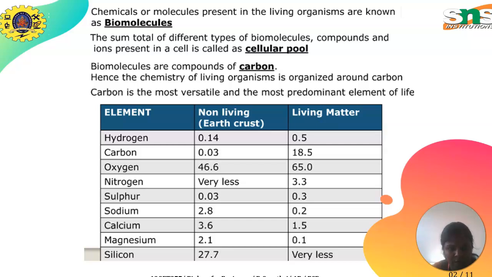Sodium is 2.8 in non-living things and 0.8 in living things. Calcium is 3.6 in non-living things and 1.5 in living things. Magnesium is 2.1 in non-living things and 0.1 in living things. Silicon is 27.7 in the earth's crust, and very little in living things.